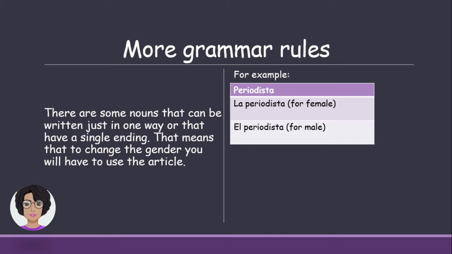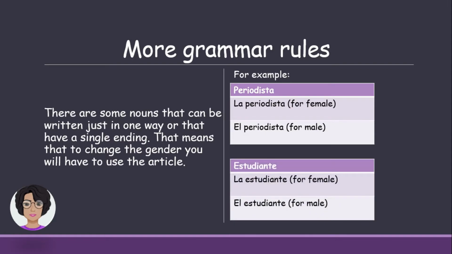And then if you want to talk about a journalist that is a man, then you will use the right article, which is el, to talk about a man. So you would say el periodista for male. We have as well the word estudiante, which means student. And we would say for female, la estudiante, and for male, el estudiante. You have to remember this because those words cannot be changed.